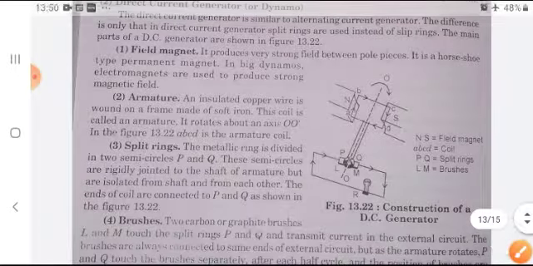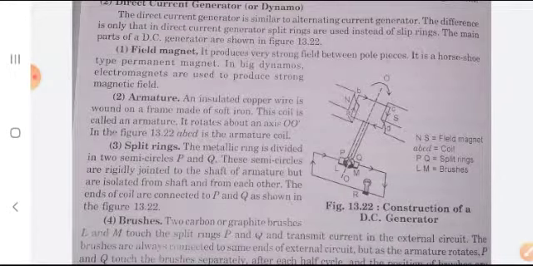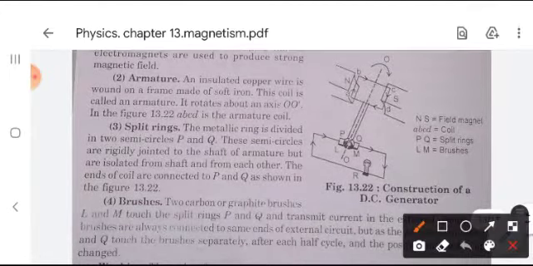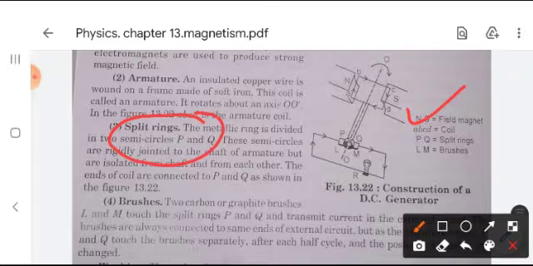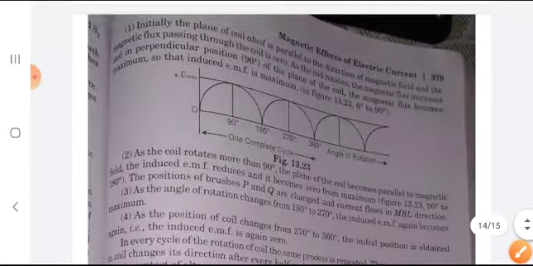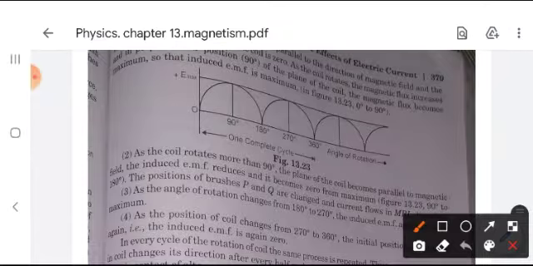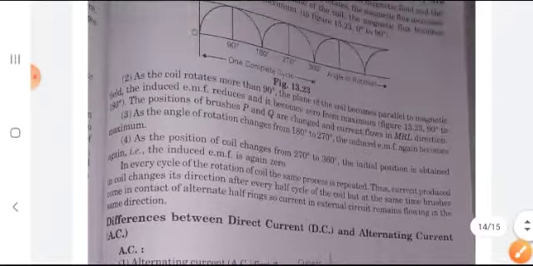It also has the same construction but a little bit of difference. It has split rings instead of slip rings, and all the other things remain the same: a permanent horseshoe magnet or strong field magnet, armature, brushes and split rings. So this shows the graph only in the positive direction, that is E max above the x-axis. So the direct current graph is this.